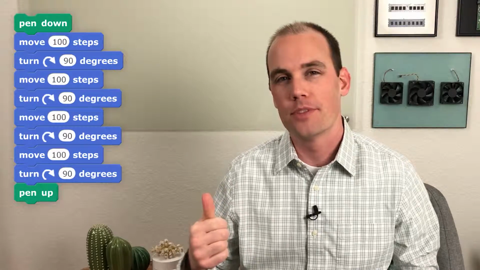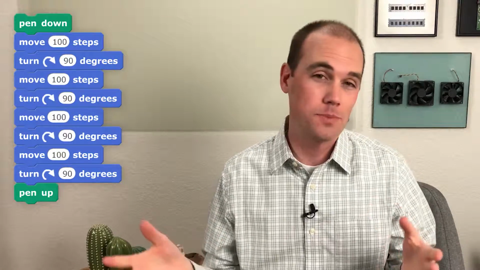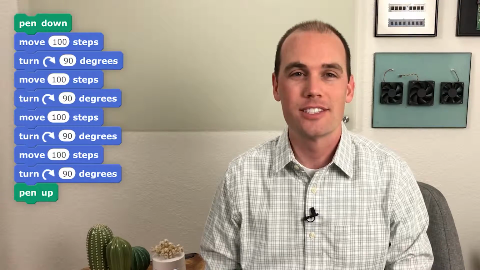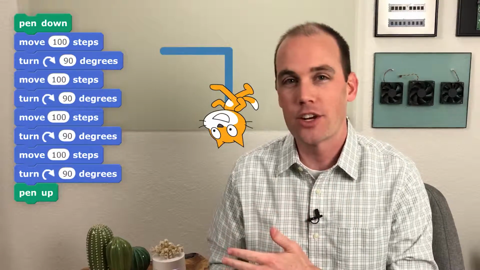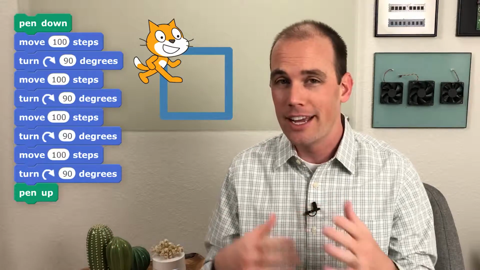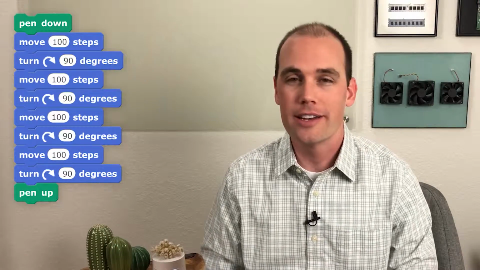I hope you were successful at drawing some shapes in Scratch. Now take a look at this code. You can probably guess what shape it makes just by looking at it. It will make a square. The Scratch Cat will move forward 100 steps, turn right 90 degrees, move forward another 100 steps, and so on until all four sides are created.